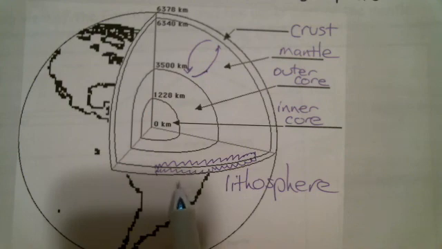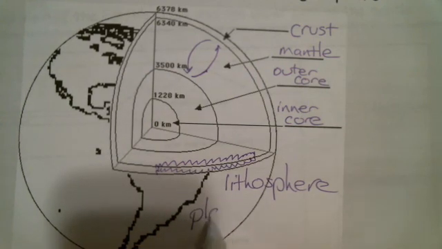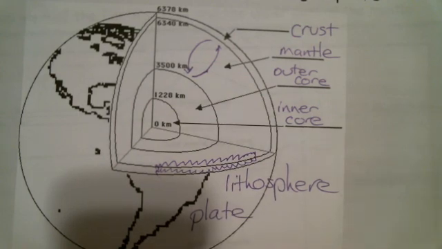The crust is not one giant piece of rock. It comes in sections. Some of these sections are as large as continents, and we call each one of these sections a plate. I'll write that down over here. Just like a dinner plate in terms of the spelling.